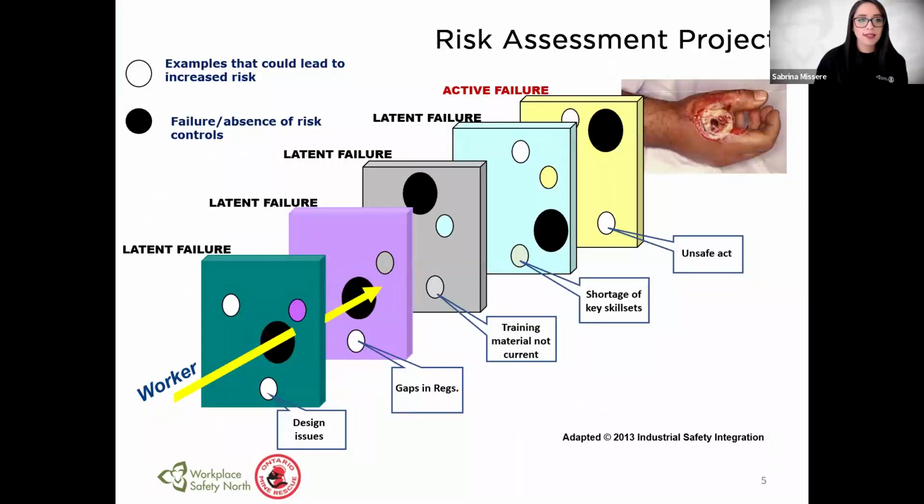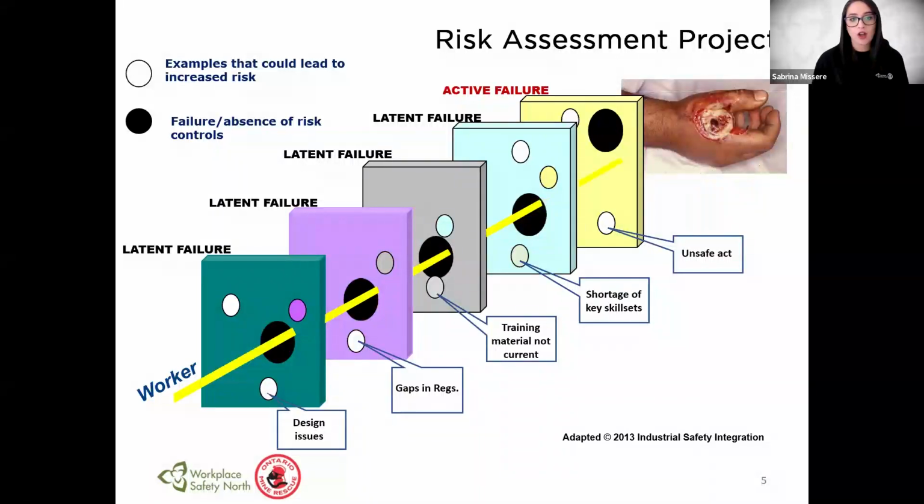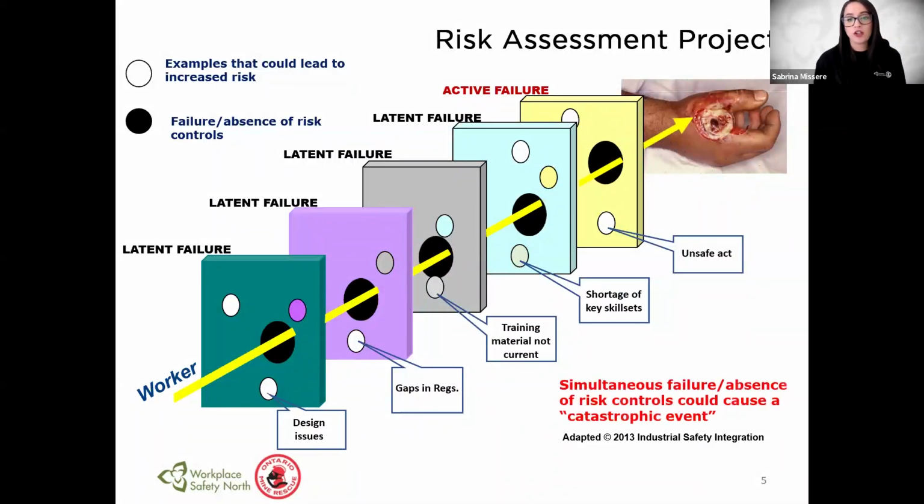So just looking at the risk assessment project, we base our risk assessment projects on James Reason's accident causation model. For those of you that don't know, it is shown up on the screen there. It really shows the various controls that should be in place to prevent an incident from taking place at a workplace. When there is simultaneous failure of these defenses or absence of risk controls, it can lead to a catastrophic event. And that can be something like a high hazard near miss all the way up to a fatality.